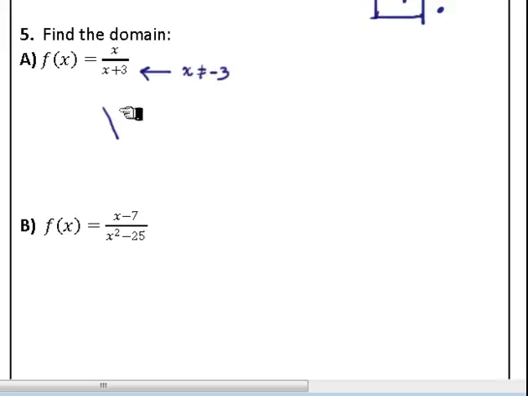Usually we use an uppercase X to indicate the domain. So we can write that the domain is all x values except x cannot be equal to negative 3. Okay, and that's the domain. All x values except x cannot be equal to negative 3.